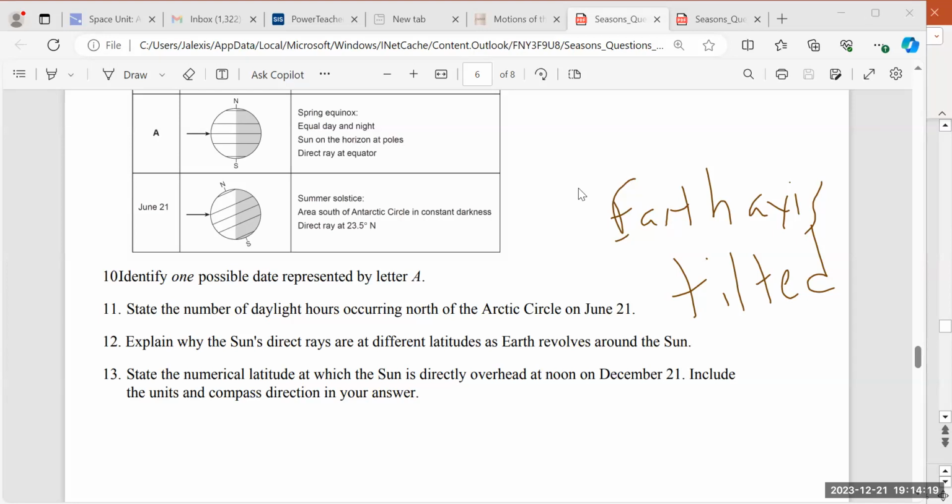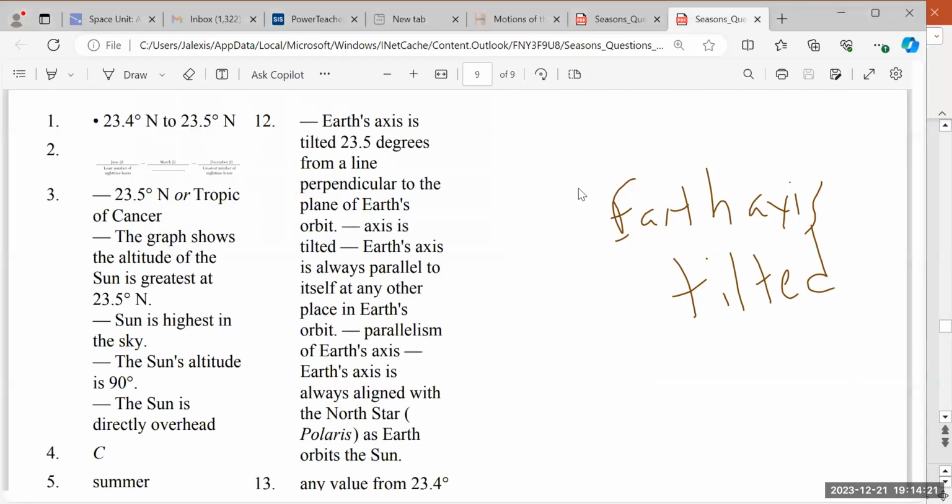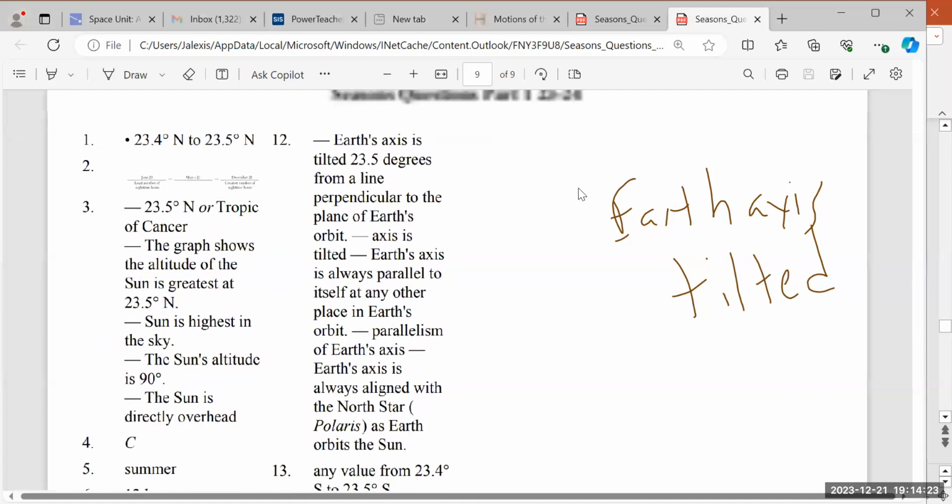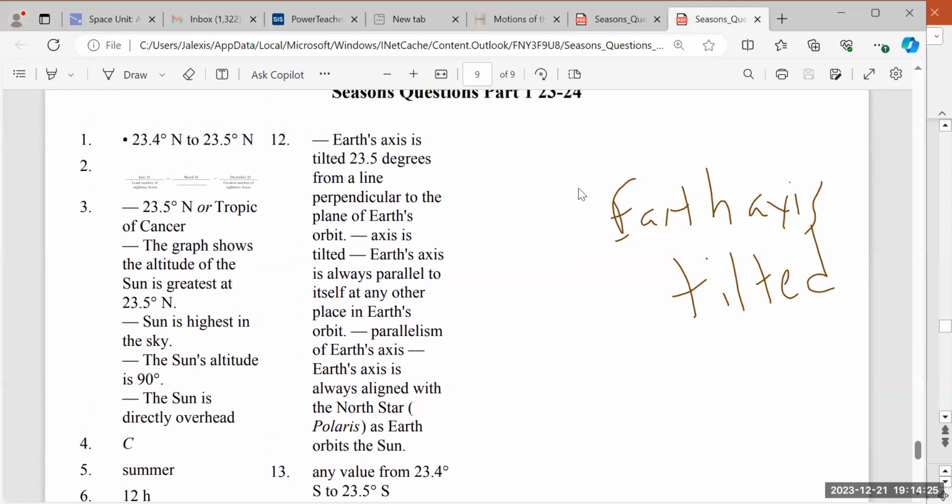These are the following answers that you could have stated. If you look at number 12, any of these options would have been fine. If you want to pause the video, you can do that, so that way you can just check if one of your answers is similar to any of these here. But basically, it's focusing on the fact that the Earth's axis is tilted.